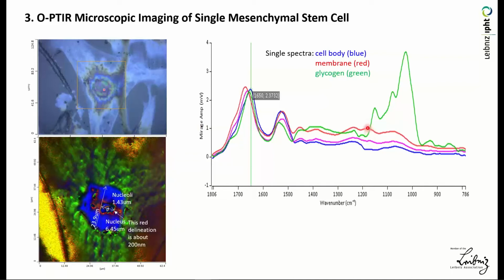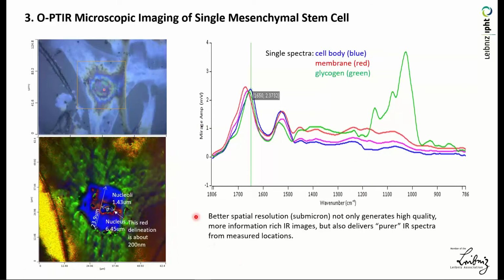These are representative single-cell spectra. That means green, the prominent glycogen feature, makes up a large portion of the cell. And also here, the membrane-like structure gives a clearly different spectrum than the cell body of the surrounding cell. The conclusion is that the better spatial resolution in the submicron range not only generates high quality, more information-rich infrared images, but also delivers purer infrared spectra from the measured locations.